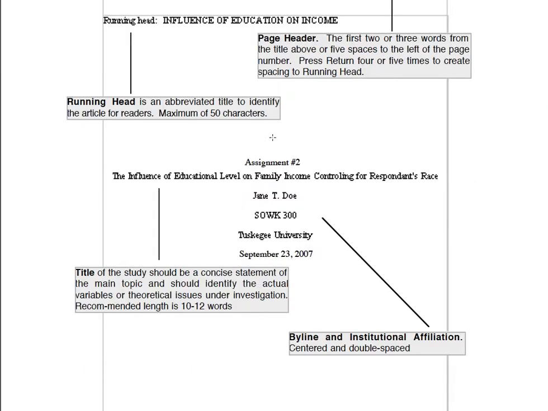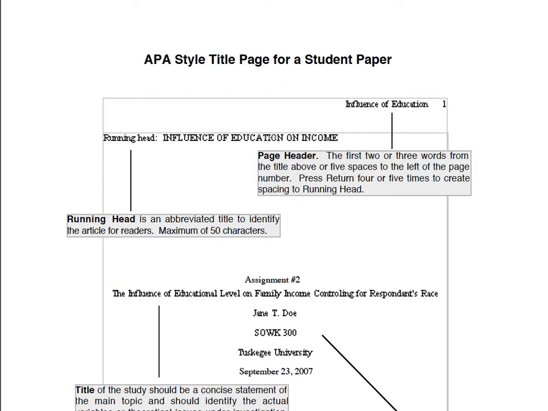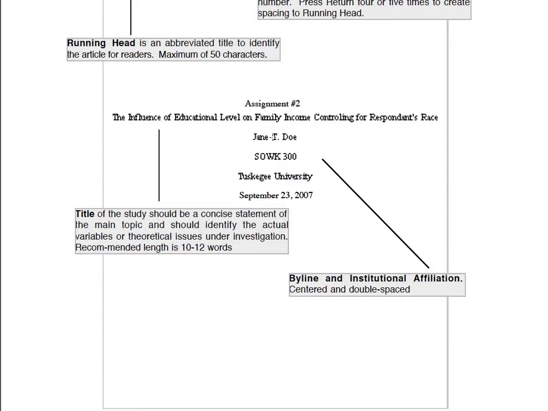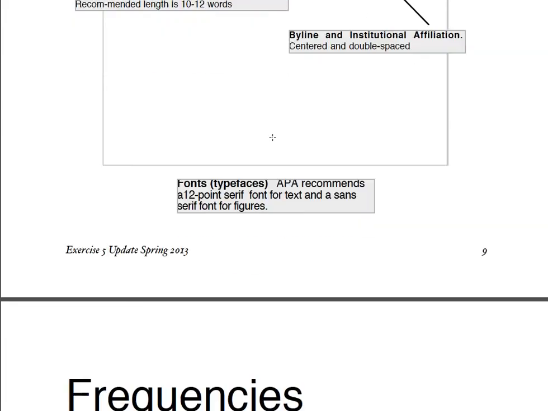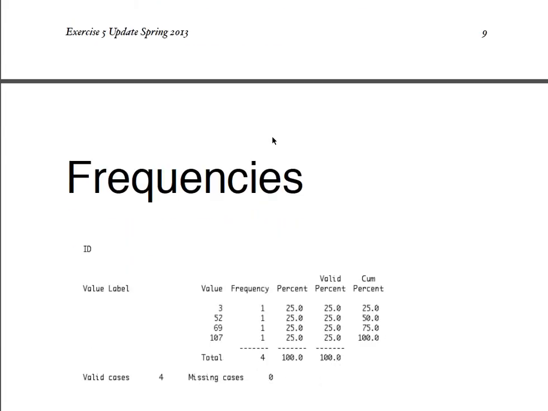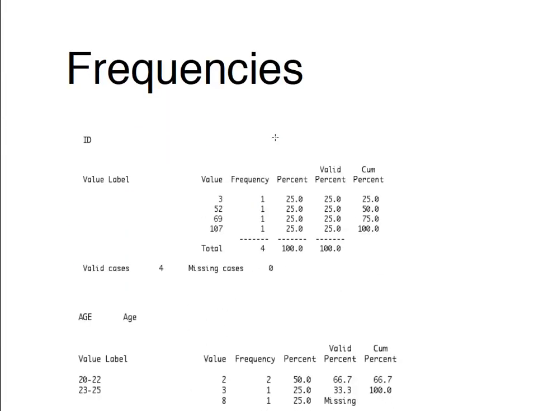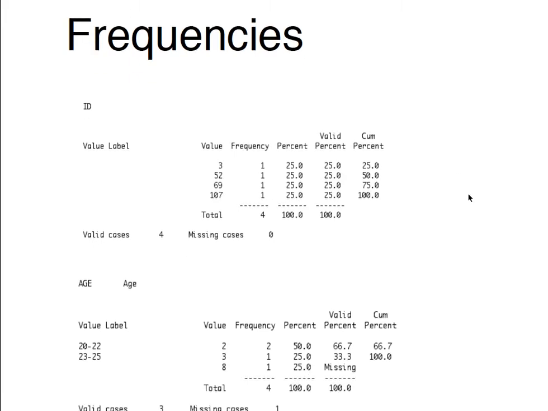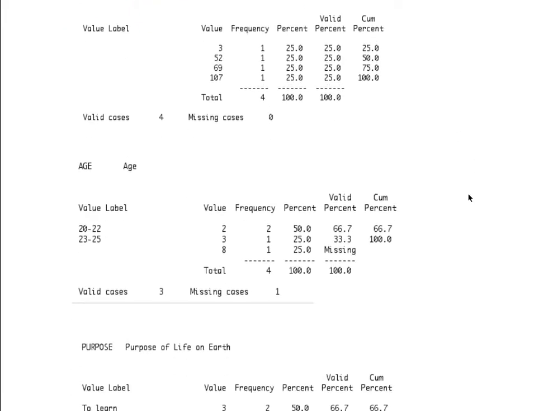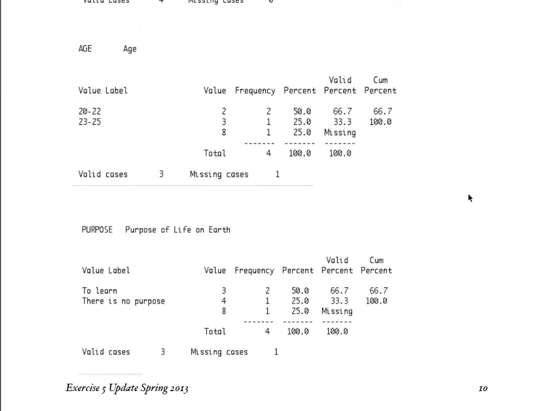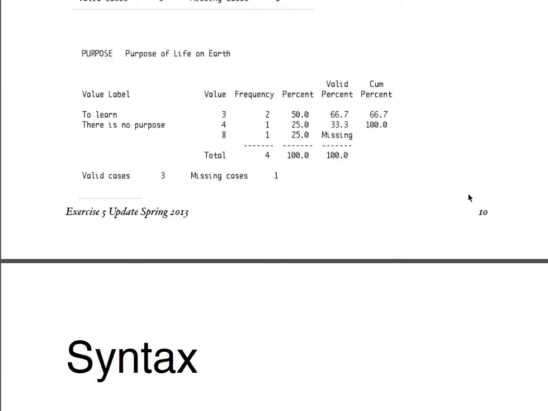This is what your APA style cover page should look like. Make sure you include it on all your documents that you submit. Don't forget to run your frequencies. Now, of course, if you're using the Windows version of SPSS, your frequencies are going to look a little bit different, which is okay, as long as they're running correctly and have the right information.